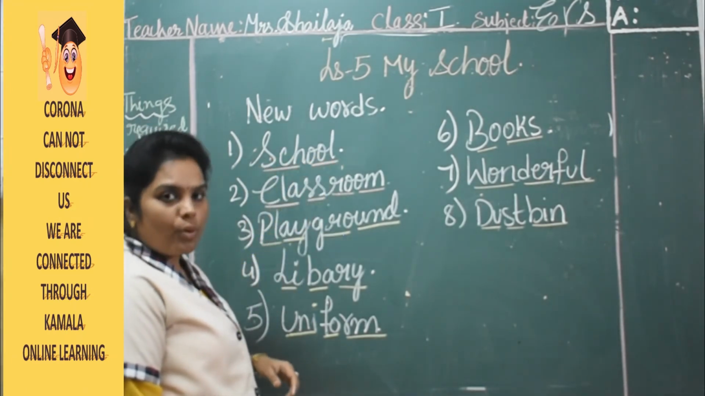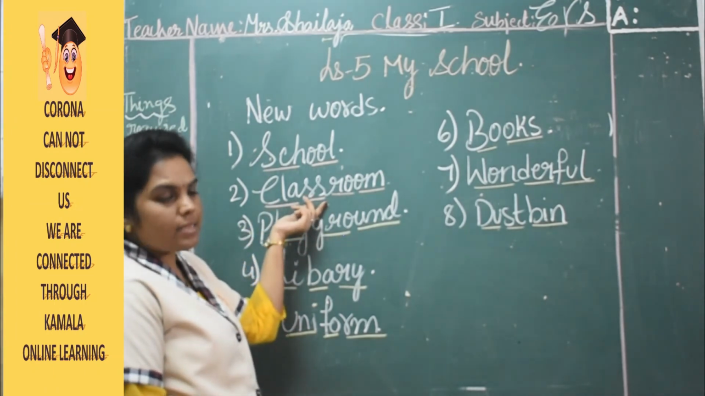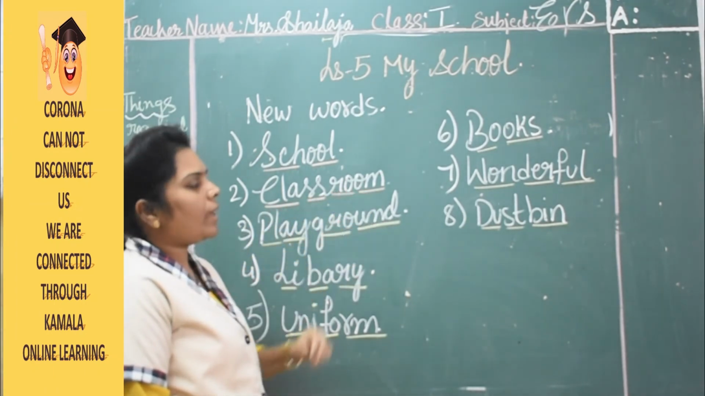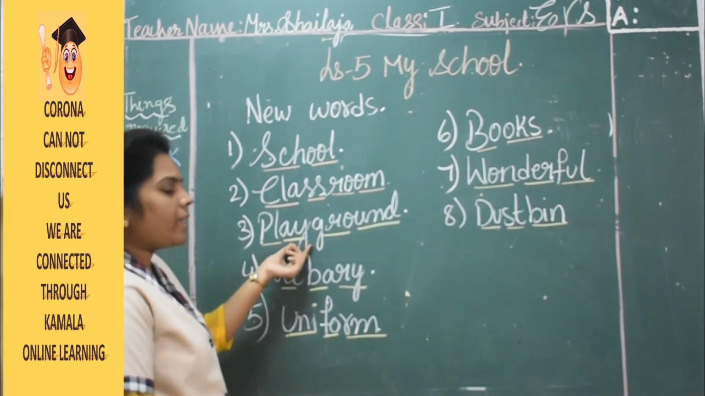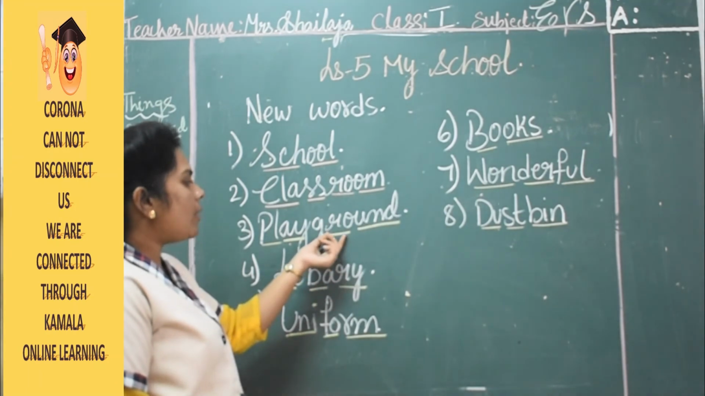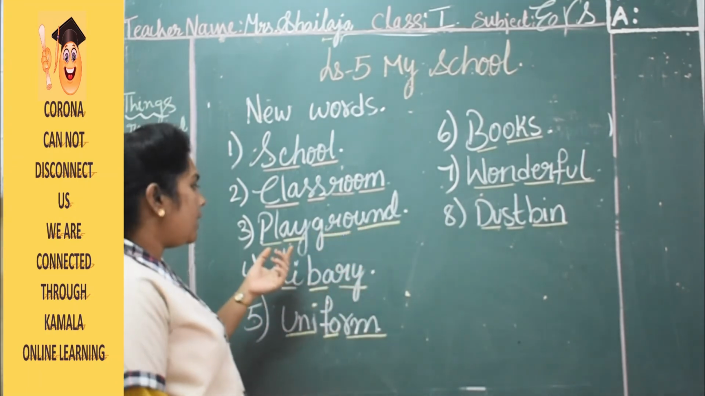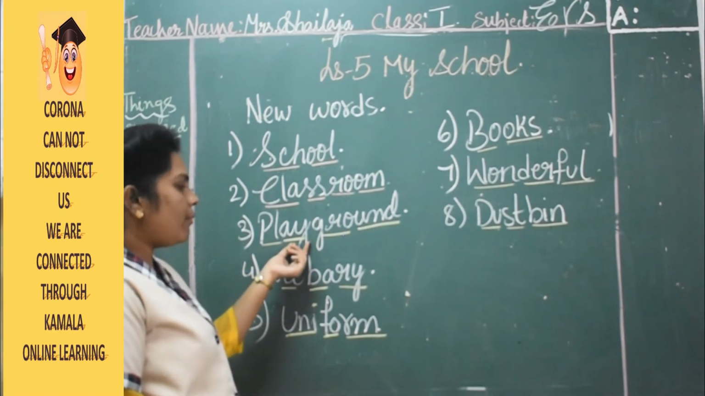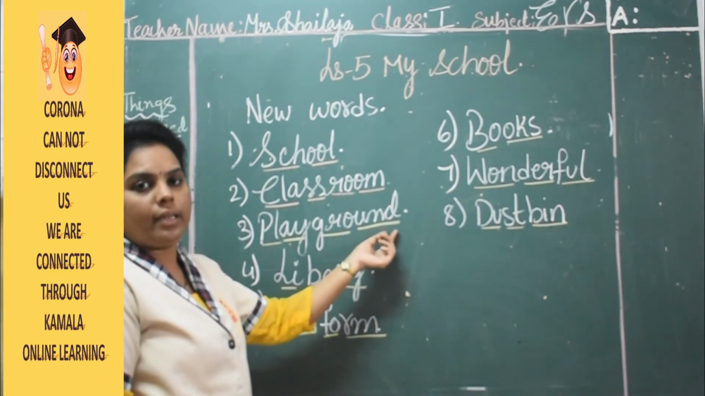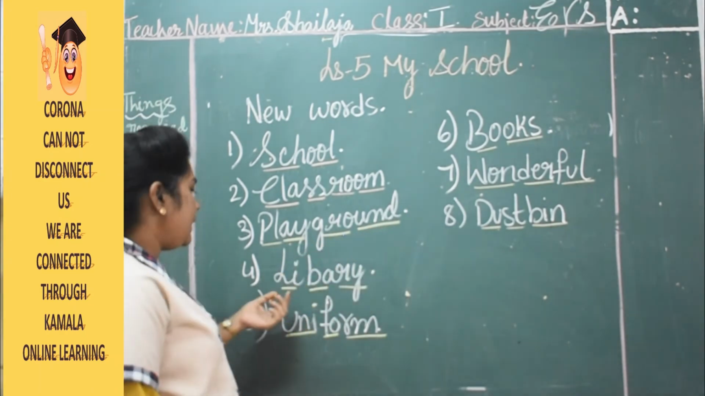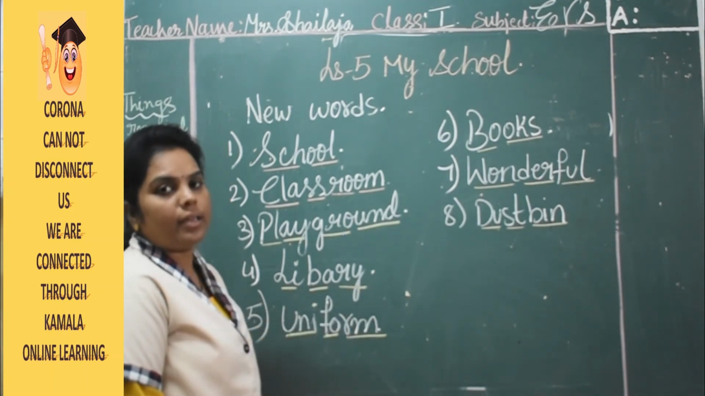S-C-H-O-O-L, school. C-L-A-S-S, class. R-O-O-M, room. Classroom. P-L-A-Y, play. G-R-O-U-N-D, ground. Playground. Again. P-L-A-Y, play. G-R-O-U-N-D, ground. Playground. Next. L-I-B-R-A-R-Y, library.